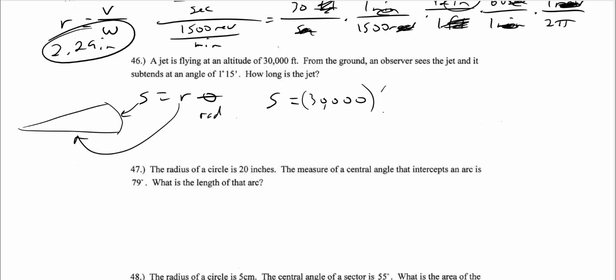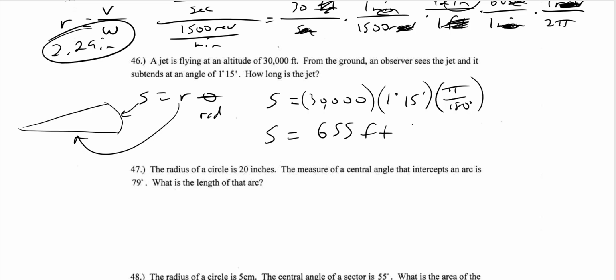times theta, which is 1 degree, 15 minutes. And then you got to convert that into radians, so pi over 180. So S comes out to be 655 feet. It's a crazy number if you don't convert it to radians. I mean, the jet would be like a mile long, which means everyone's going to die because the plane's going to crash, and it's just brutal. Okay.